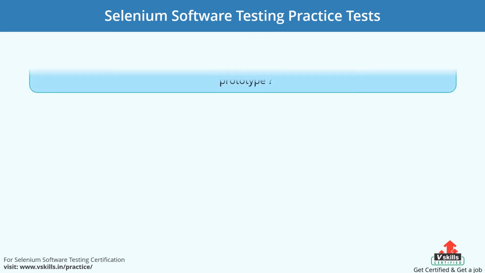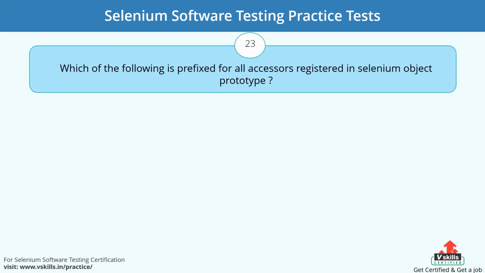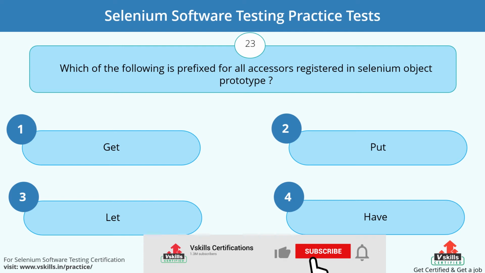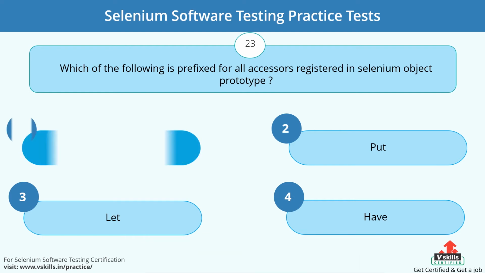Question number 23, which of the following is prefixed for all accessors registered in Selenium Object Prototype? The options are A. Get, B. Put, C. Let, D. Have. The correct answer is option A.